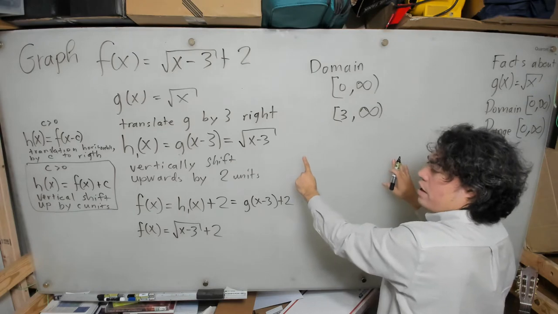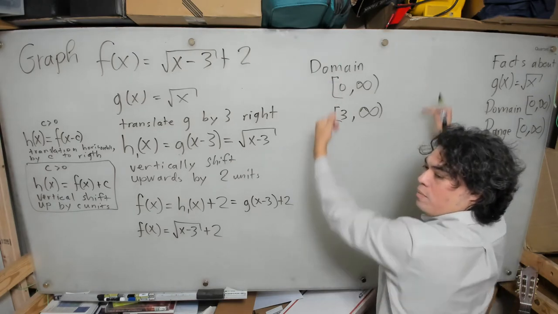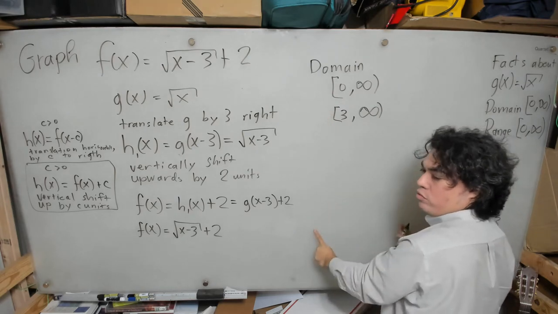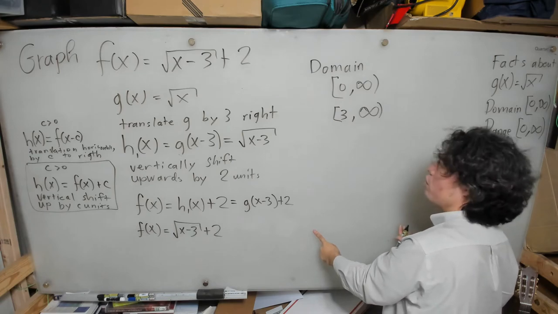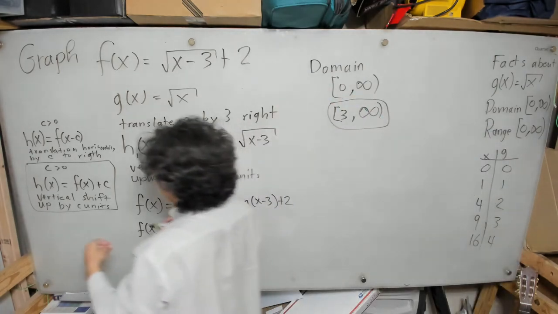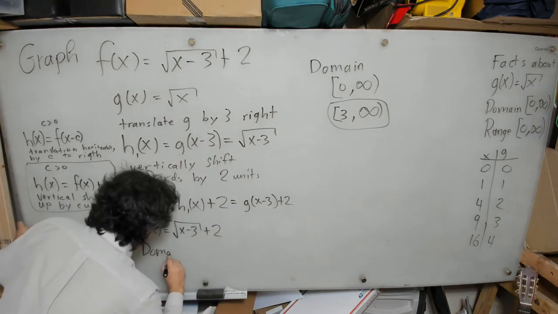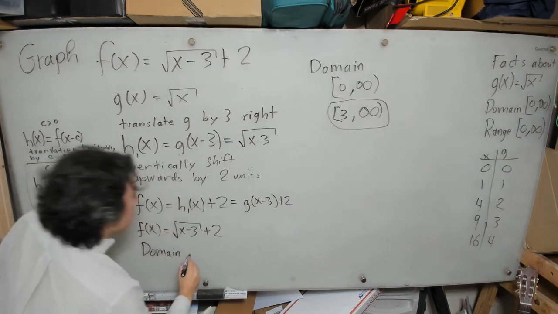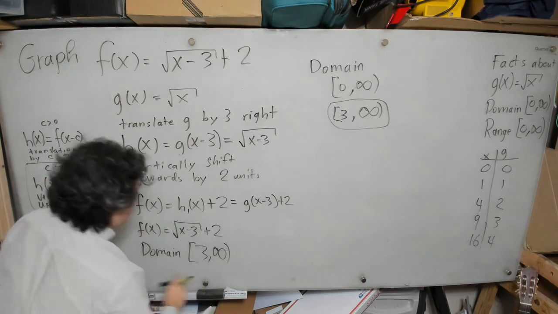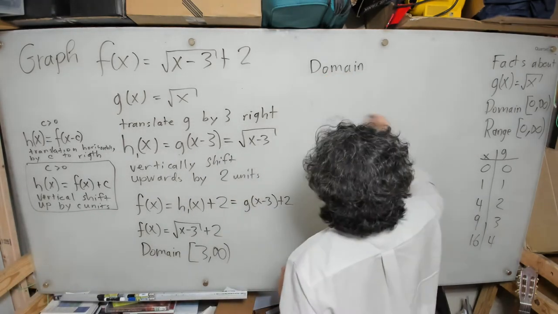Now, vertically shift. Does that change the domain? No, because I'm moving up and down in my y. So this is unchanged. Are there any more transformations to get here? No. So this is the domain of the function that we're given here. So I'm going to notate that here. Now I'm going to do the same thing with my range.